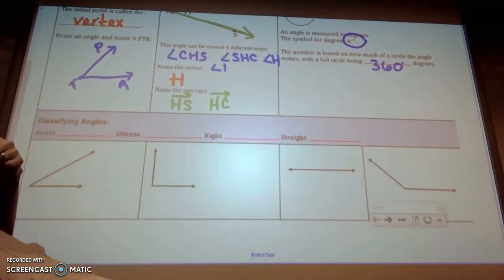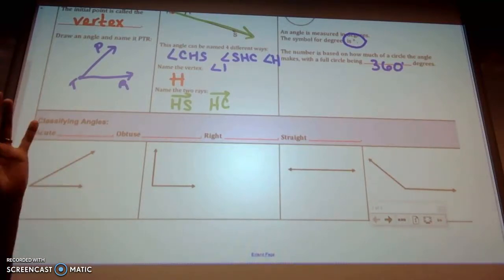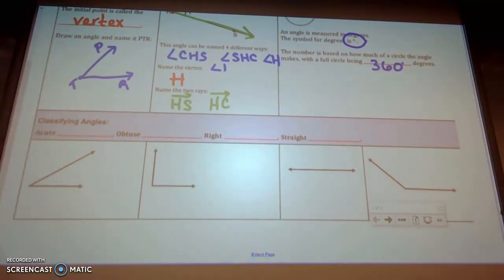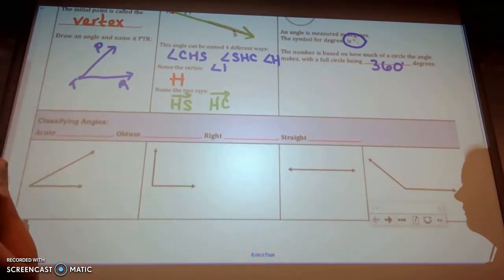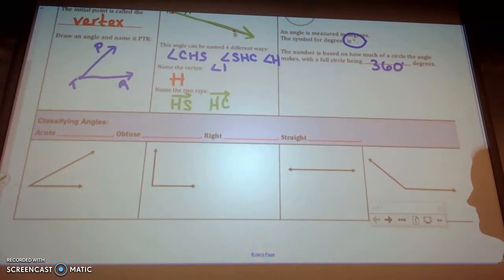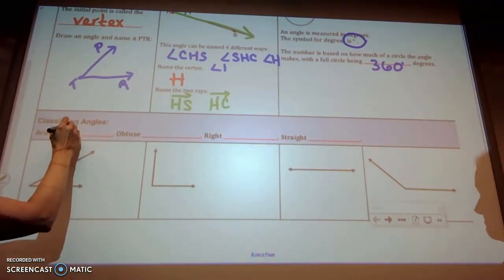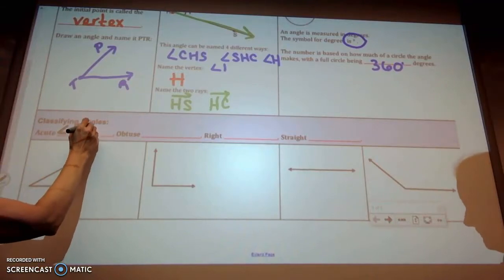All right, now we're going to classify angles. I think they've heard of this before. I think so too. I think this is from middle school, 7th grade, maybe. Yeah, 7th grade, middle school. So, if we have the acute angle, how many degrees would that be? That is less than 90 degrees because it's such a cute little angle.